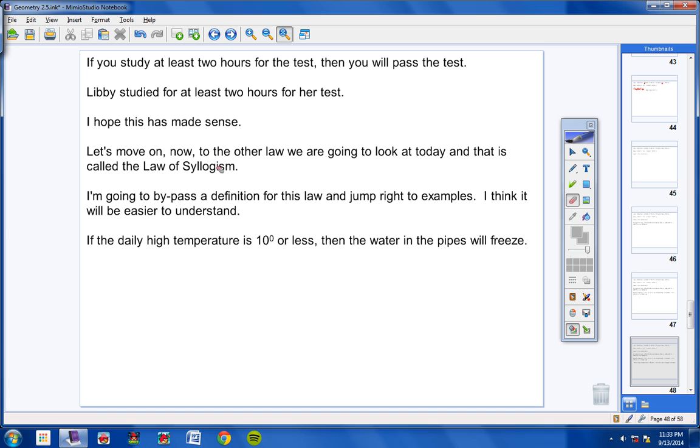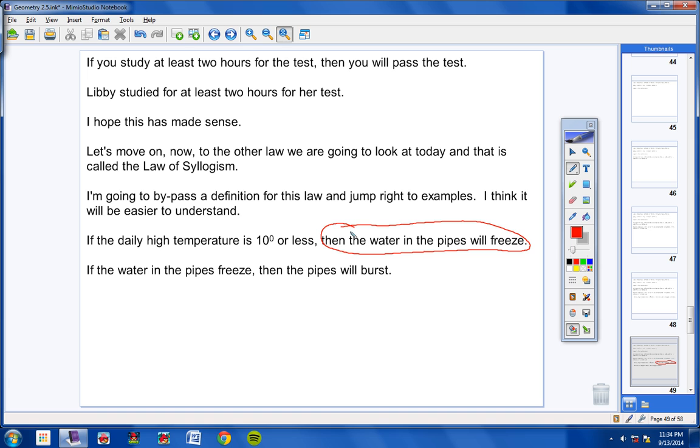So here we go. Please take some really good notes. Are we ready? Copy this down, please. If the daily high temperature is 10 degrees or less, then the water in the pipes will freeze. Now watch this. See this part right here? See my then part? Notice in this conditional, I start with my then part. So if the high temperature is 10 degrees or less, then the water in the pipes will freeze.